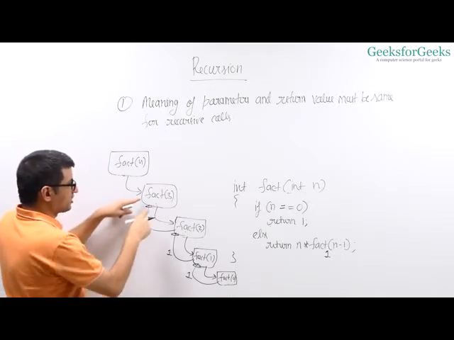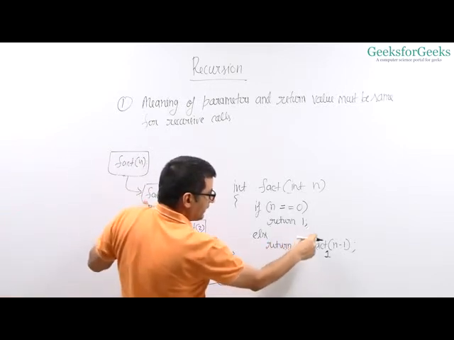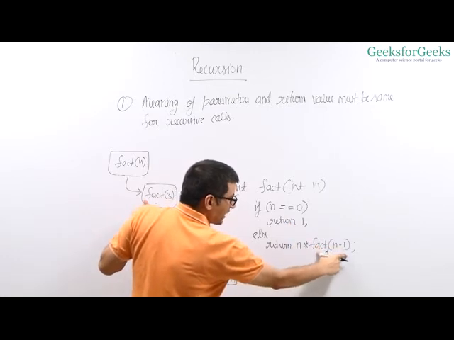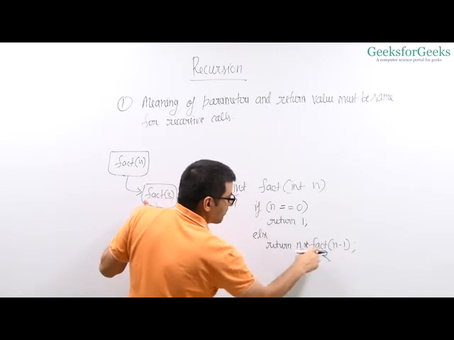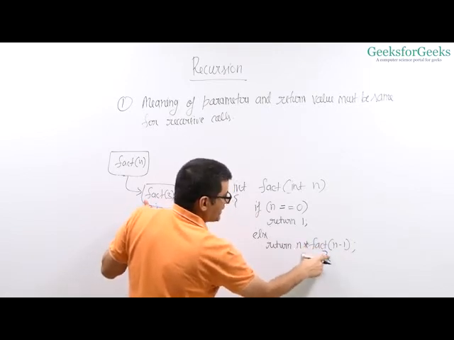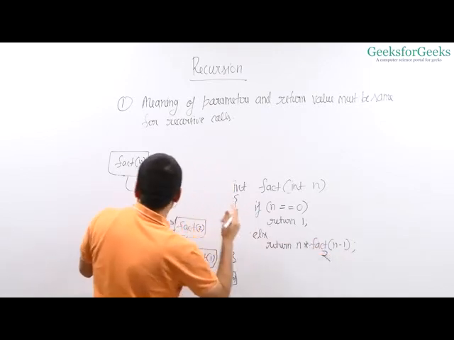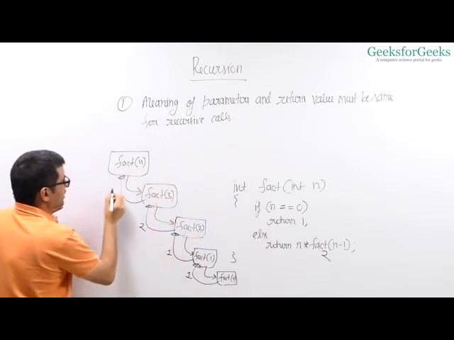Now the control comes to factorial 3. It uses the value returned by factorial 2, which is 2, multiplies it with 3, gets 6, and returns it to its parent. So 6 is returned here.